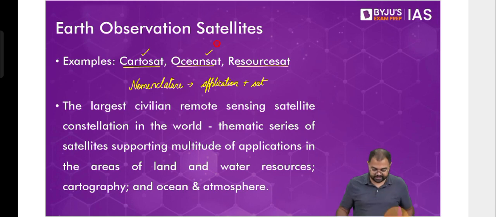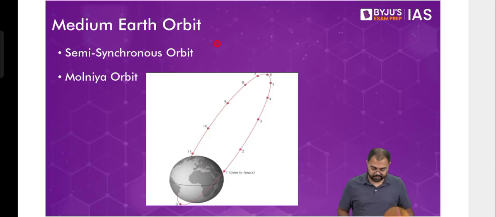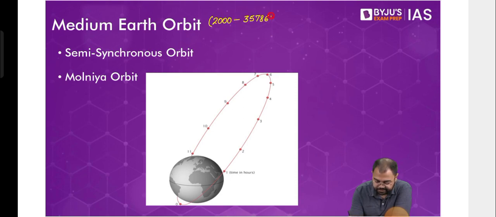So, this is how the nomenclature in general has been about the Indian Earth observation satellites. Correct? Understood? So this is about the low Earth orbit. Then after this, we have the medium Earth orbit. Now, in case of medium Earth orbit, what we know is that this lies between 2000 kilometers up to 35,786 kilometers. Correct? This is where it lies.